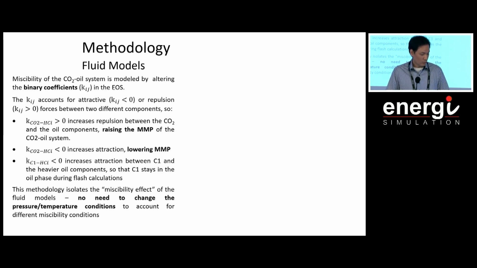And to do that, the idea is very simple. If you have a positive value for the binary coefficient between the CO2 and the hydrocarbon, you're accounting for an increased repulsion between these 2 components. And so in effect, you're raising the minimum miscibility pressure or reducing the miscibility. If you use a negative value, you have the opposite effect.